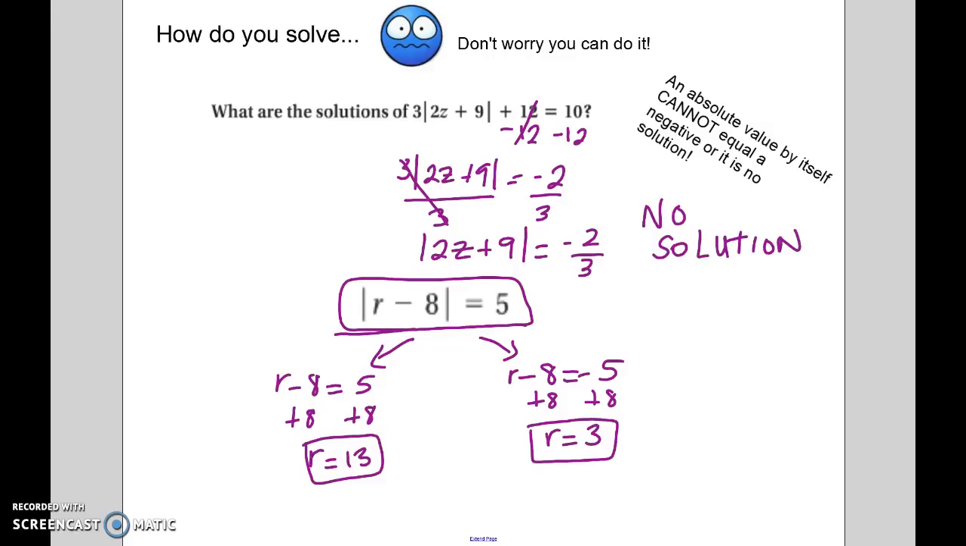So I get r equals 13 and r equals 3. And if you plug it back in, you see that it works. 13 minus 8 is 5, and the absolute value of 5 is 5. And 3 minus 8 is negative 5, and the absolute value of negative 5 is also positive 5.